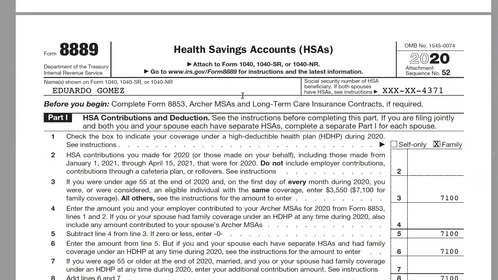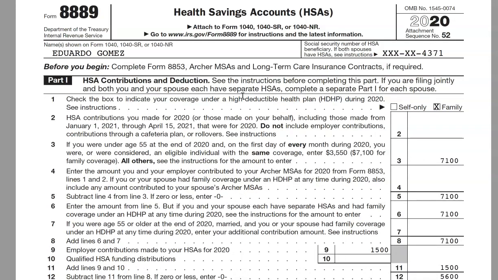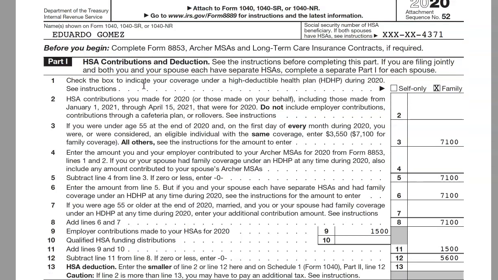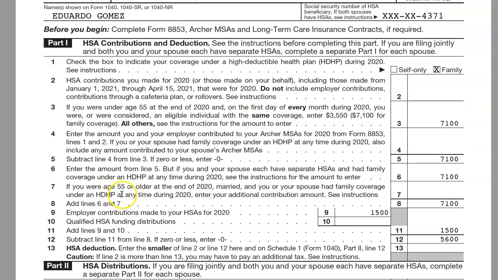And we have a health savings account. So this is pretty straightforward. Part 1 is what goes into an HSA during the year, into that account, contributions. And Part 2 is what comes out in the form of distributions. The important lines in Part 1 are line 2, contributions made by the taxpayer or made on behalf of the taxpayer. That's a 0. So the taxpayer didn't contribute anything.